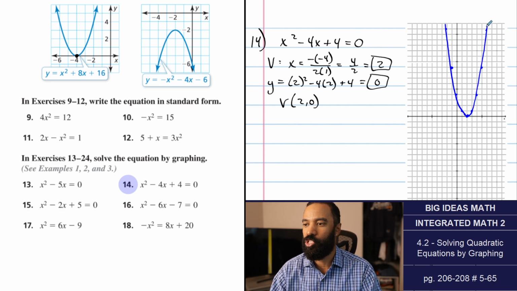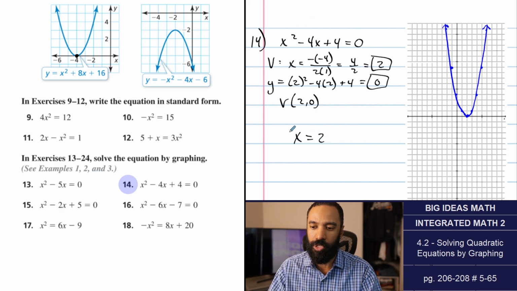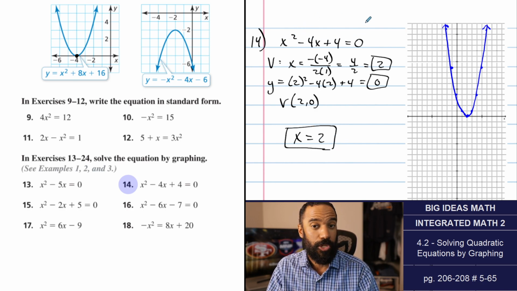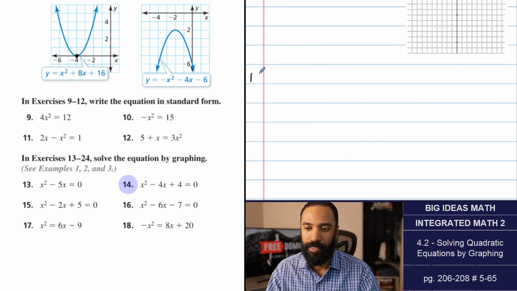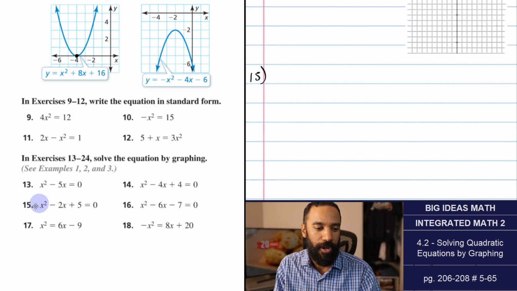If you did factor this, you would see that this factors into x minus 2 quantity squared as well. But so yeah, x equals 2 is the only solution to this thing here. I plug 2 into here, I get 0 out. It's the only number that works. Number 15. X squared minus 2x plus 5 equals 0.